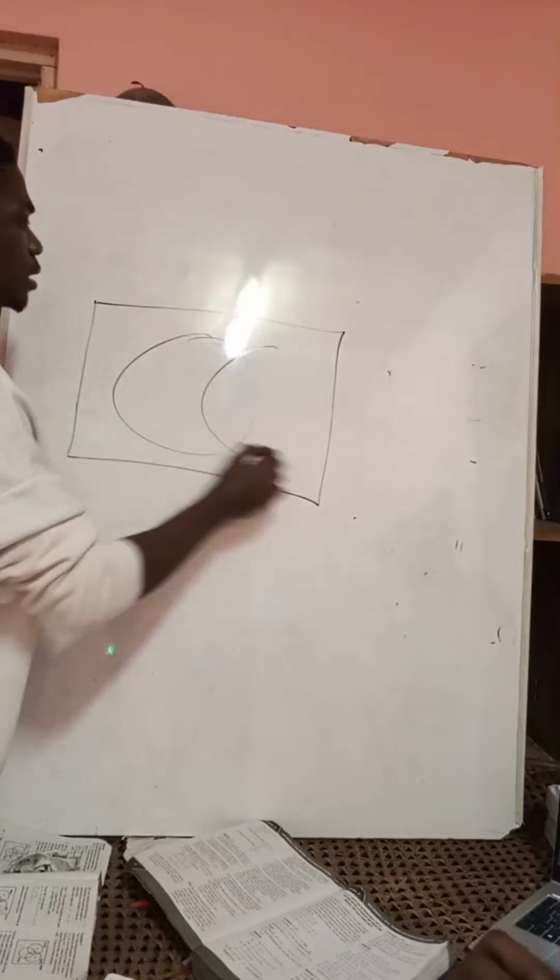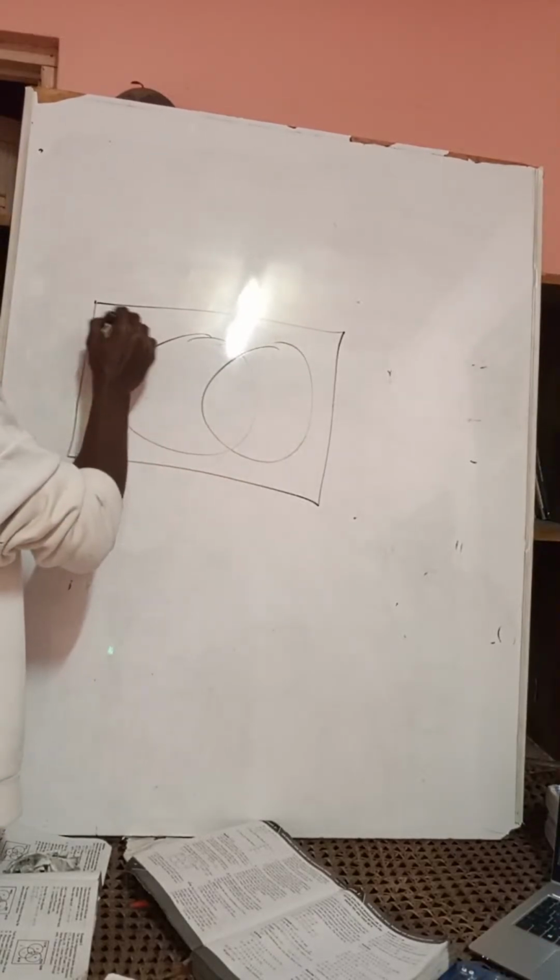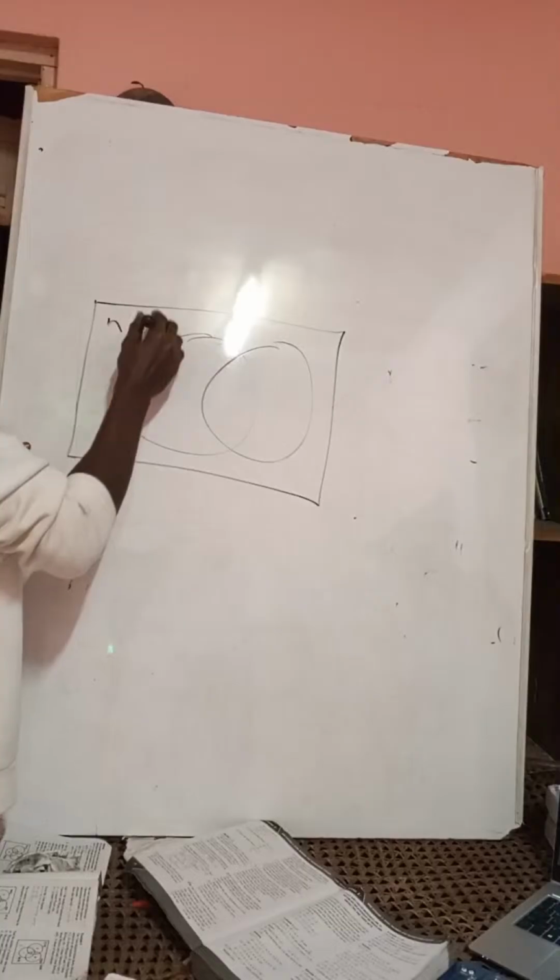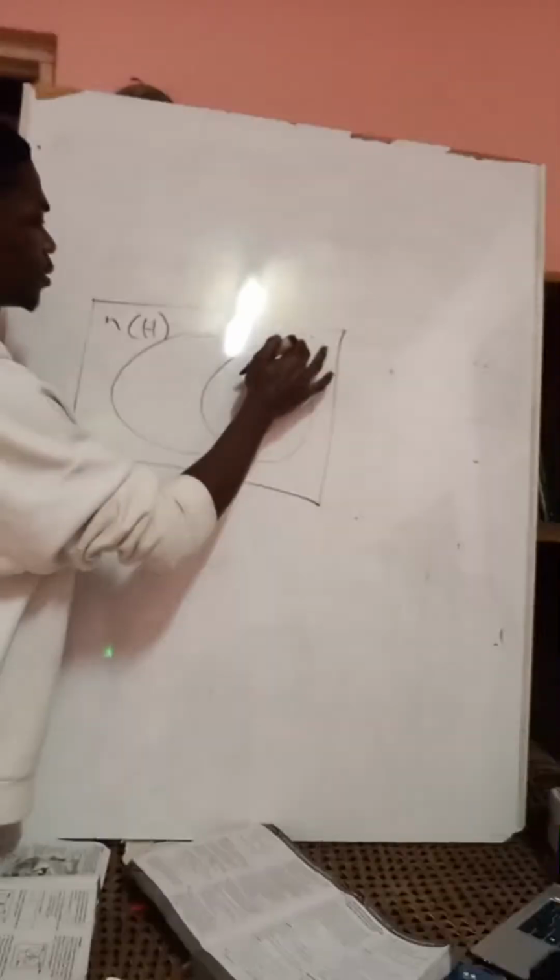So you can start by drawing your diagram. I've told you that because of time, you can start by drawing your diagram. After that, you write all the description up there. So this is a two-set problem. Number of H, you know that hockey you can use H, and then number of football, number of F.